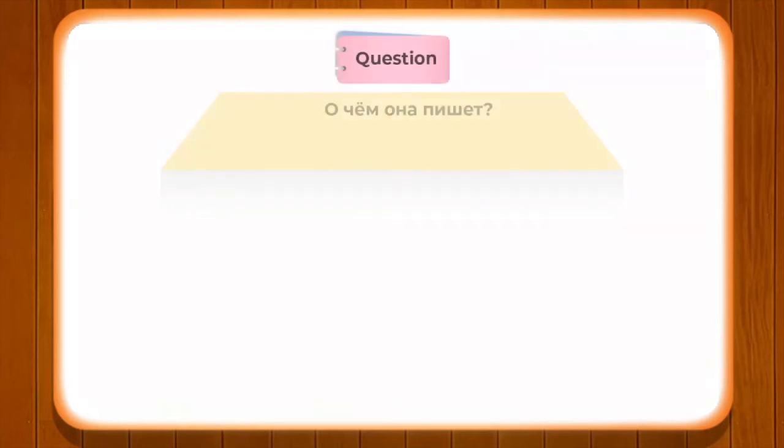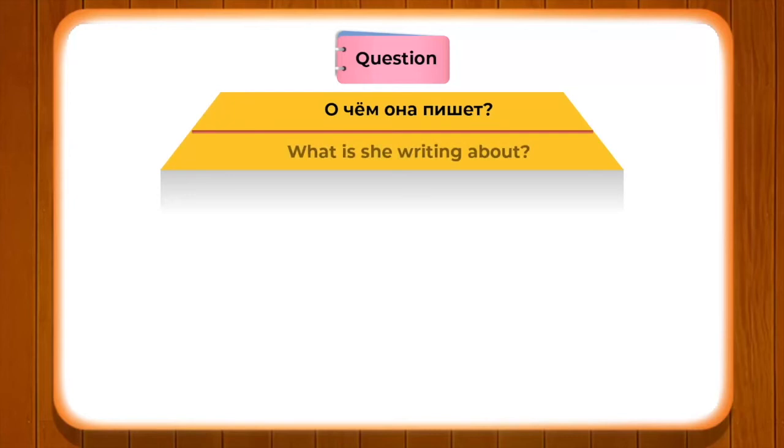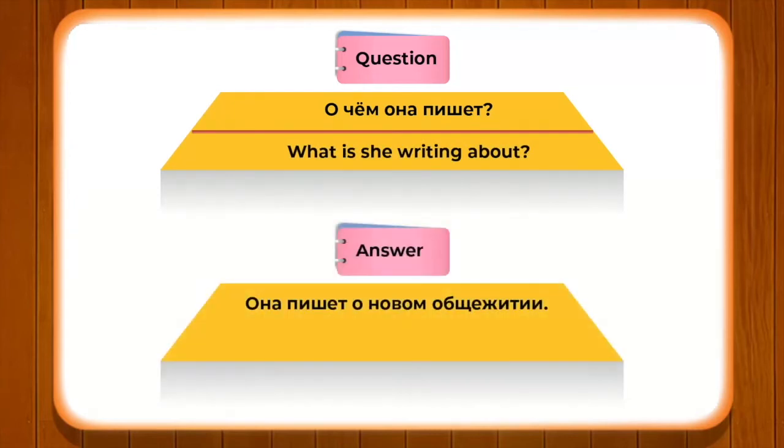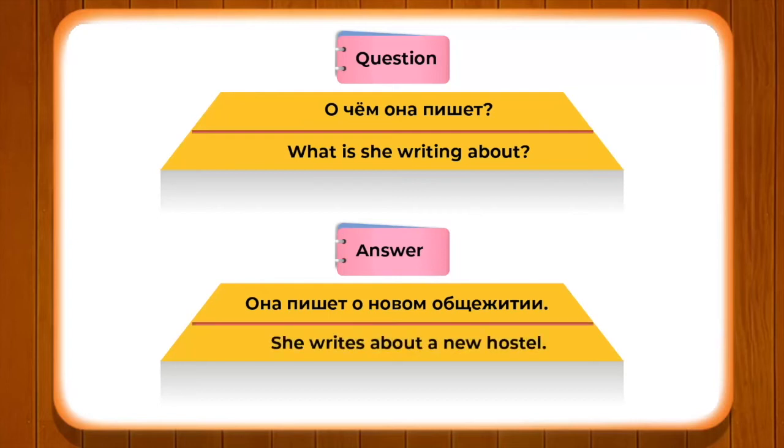Whereas in the second question, о чем она пишет, about what she is writing, она пишет о новом общежитии. She is writing about new hostel. So here общежитие remains the same, whereas you can also see the adjectives ending новом, новом. But in the first case we have used где, that is why we have used the preposition в. Whereas when we ask the question о чем, about what, we have used о.